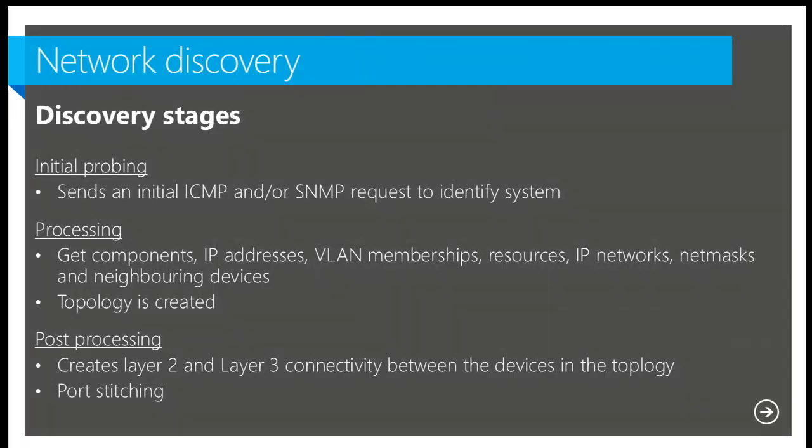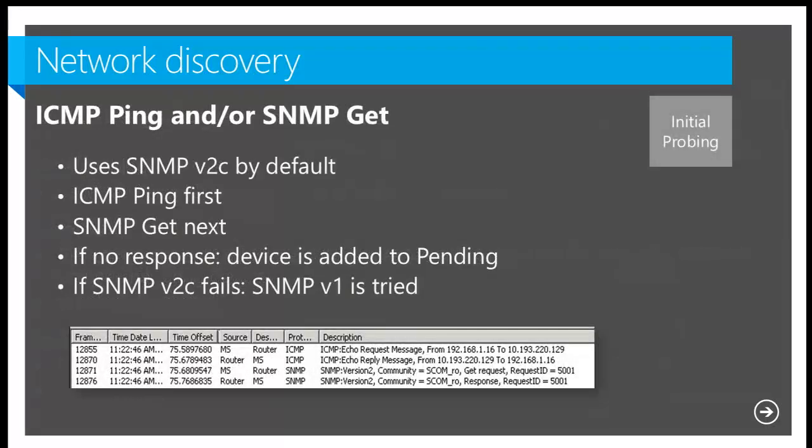First, the initial probing. We send an initial ICMP and/or SNMP request to find the system. And I say and/or because you, of course, need to have SNMP enabled for us to really query the device, but you might have the ping replies, the ICMP, disabled, or your network admin might. So you can do SNMP only, but by default, we do both. In the processing, we find all the components. We start querying for those components, and we create the topology for that device or for the multiple devices. And then in post-processing, we actually start putting all the devices together, do port stitching, and finish up.